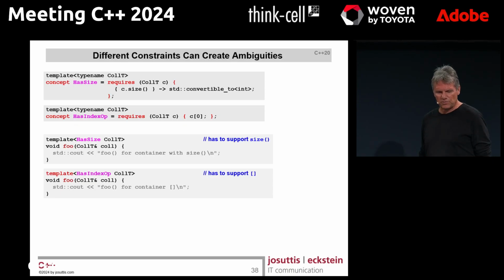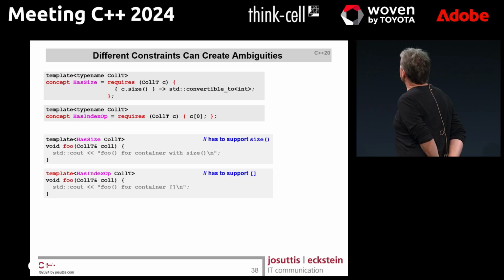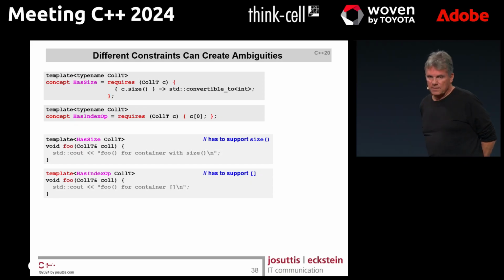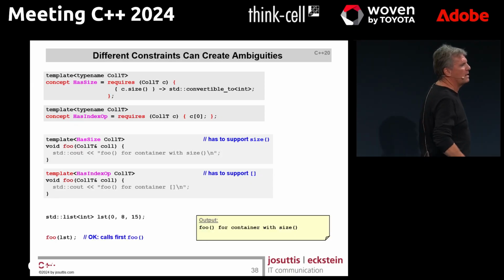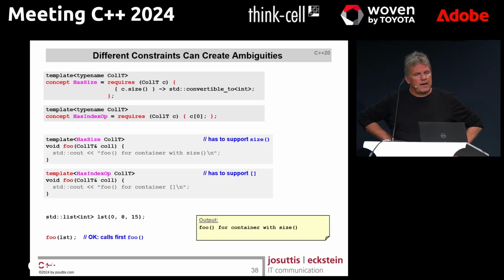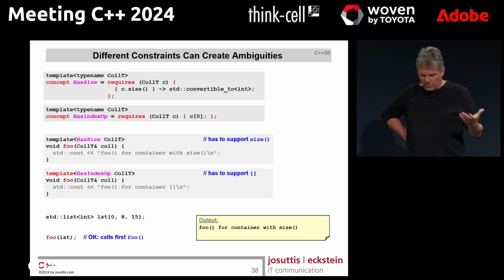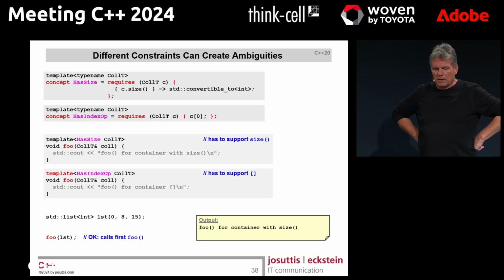Now let's introduce two overloads of function foo. One foo requires has size. Another foo requires has index operator. And now let's call foo for a list object. Well, lists are containers that have a size member function but not an index operator. So that works fine. Only the first foo function is valid, and that will be called.